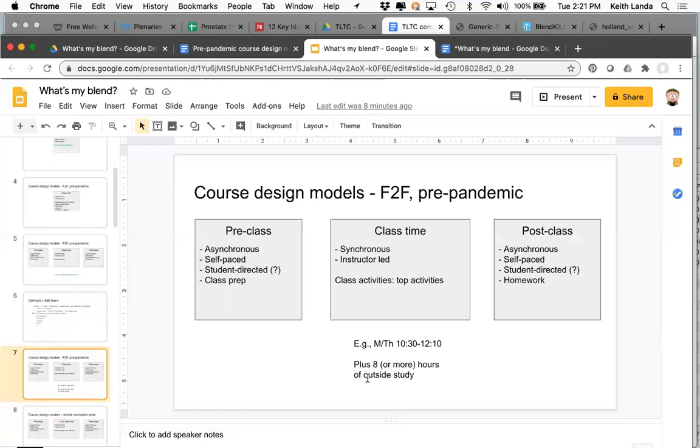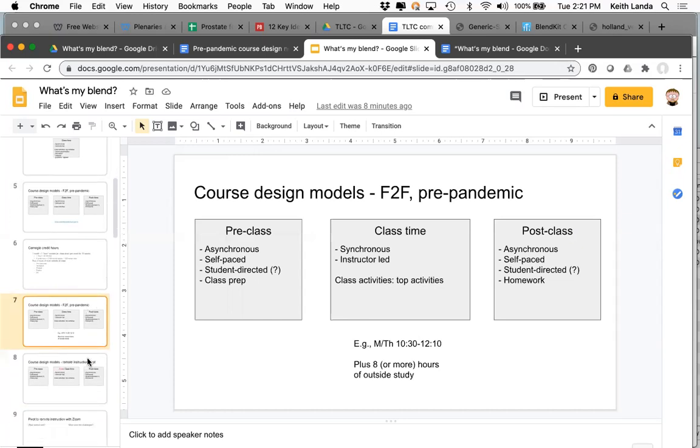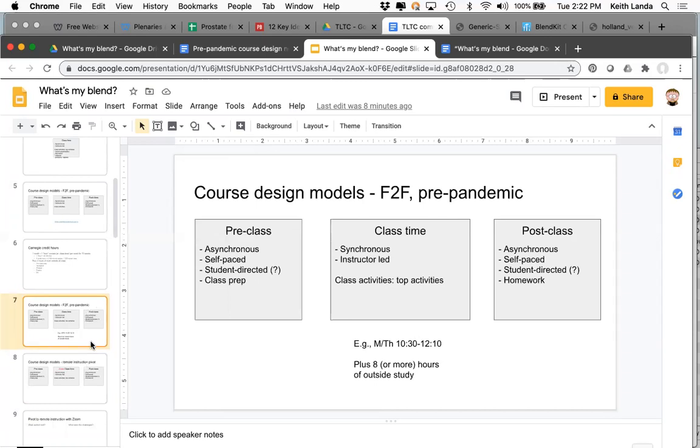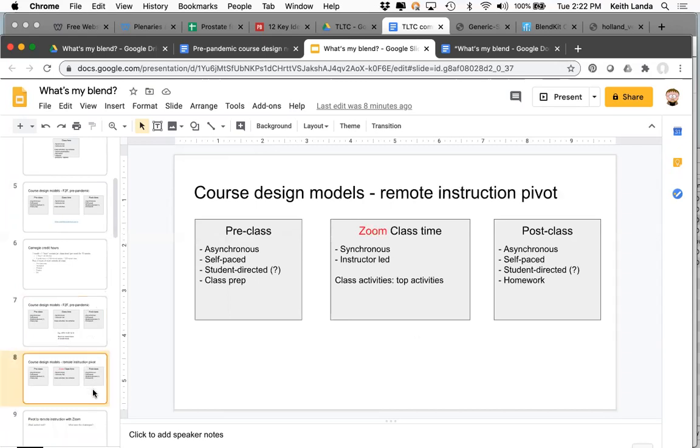So this is what many of us were dealing with before we had to pivot to remote instruction, whether that was the 200 minute sessions or some other slicing and dicing. Now, mid-March comes, the pandemic hits, and we have to pivot to remote instruction. I know for a lot of faculty, this is what we did. Here is my class before we have to go to remote instruction. Here is my class after. Pretty much the same kind of thing.